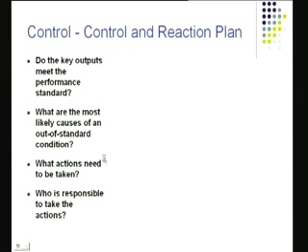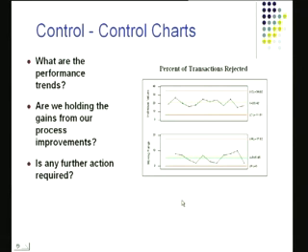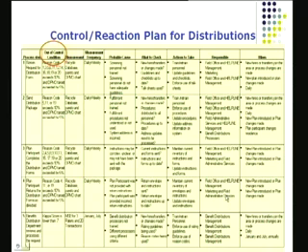Once you've got the new plan in place, you've got to think of controlling things. Now, this is after the results. Do the key outputs meet performance standards? What are the most likely causes for an output going out of standard? What actions are to be taken? Who's going to be responsible? So, for example, when you put the control actions in place, when you put control charts in place, you've got to make sure the control actions restore the process in its statistically controlled state. So the control reaction plan is part and parcel of it.